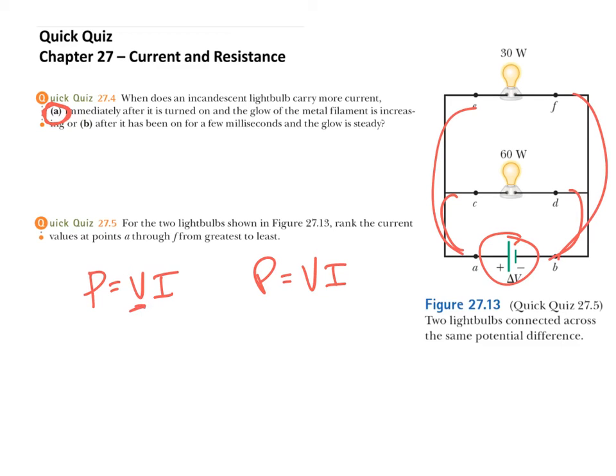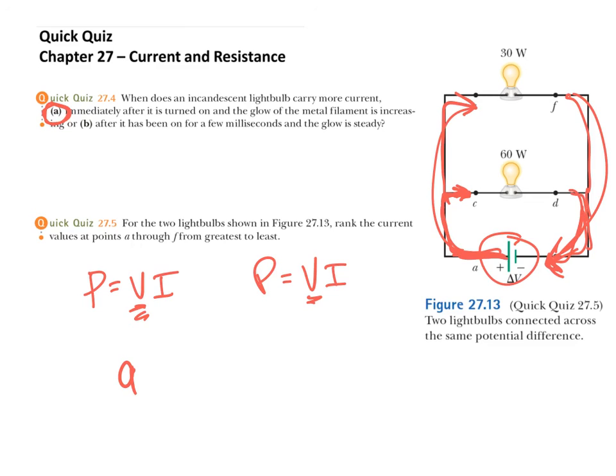So V's are both the same. Since P's are different, the one with the larger power would be the one with the larger amount of current, the 60 watt. It gets more current. All right, now when current comes out of this battery or power supply here, it splits. Some goes through the 60 watt and some goes through the 30 watt. And then when it comes back, it rejoins, so whatever current left the power supply will be equal to the current that comes back into the power supply.